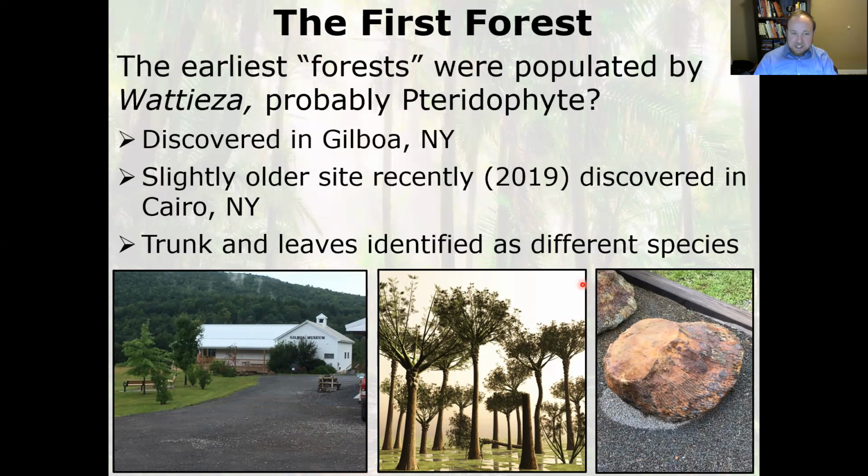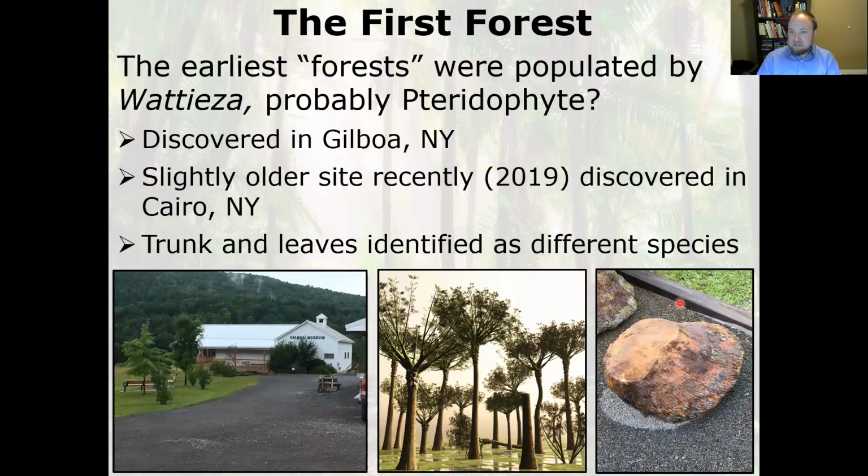But basically it's these trees that are Wattieza, and they started with a lot of trunks. The first thing they found was a lot of trunks, but recently we started finding leaves. And one thing that's interesting about plant fossils is that plants shed their leaves, right? And so a lot of times you'll find leaf fossils, and a lot of times you'll find trunk fossils. It's sort of rare that you find both of them together.